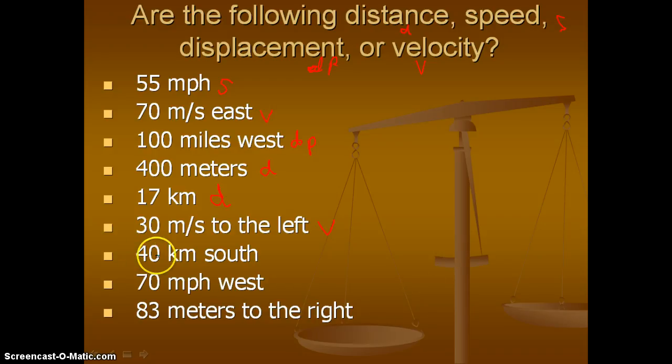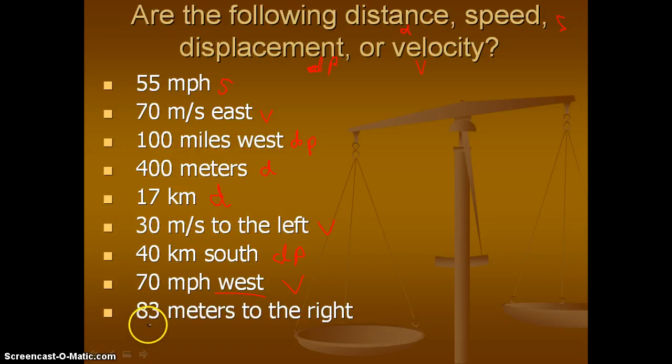How about 40 kilometers south? So kilometers is distance, there's no time unit, so it's just distance, and then south is a direction. Remember, distance plus direction is going to be displacement. How about 70 miles per hour west? Well, miles per hour, we've got a distance unit and a time unit. So that's going to be speed. And then west is a direction, so this is going to be velocity.